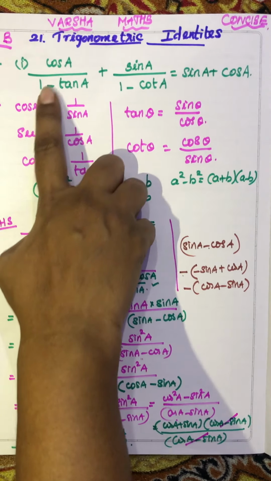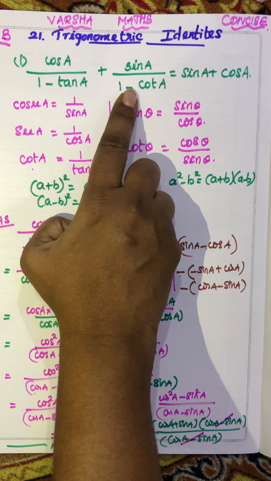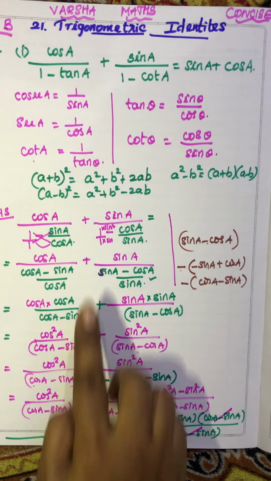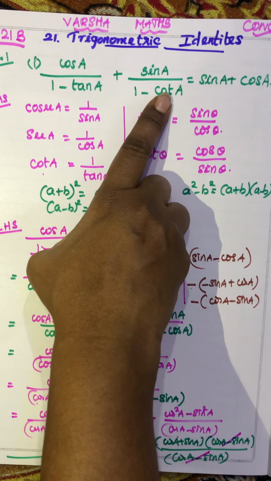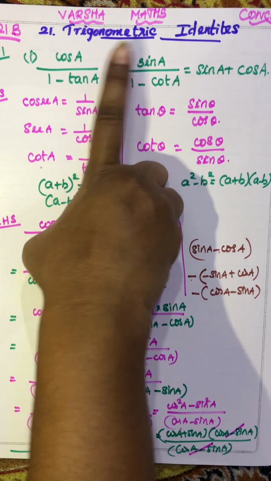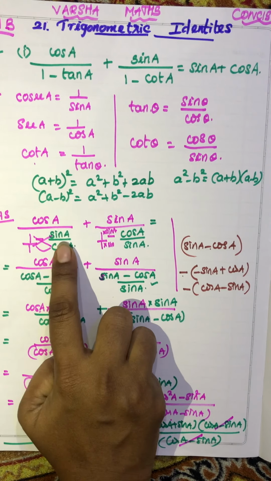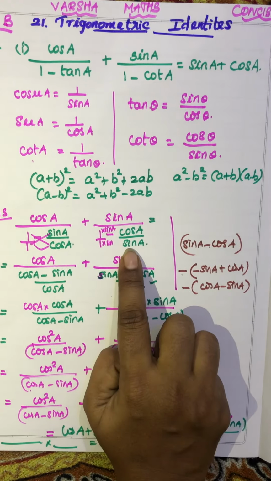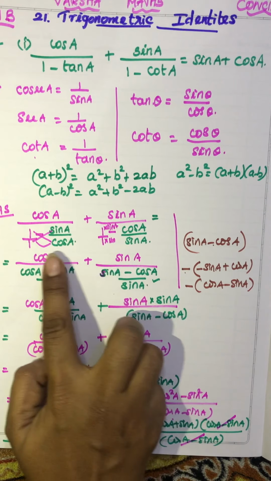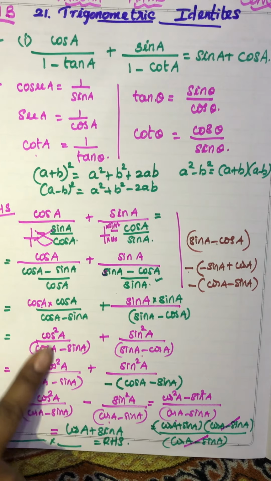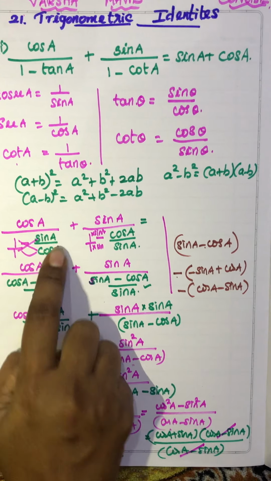Okay, so 1 by cos A minus 1 by ... tan A plus sin A by 1 minus cot A. We are going to change only tan and cot, because cos and sin are already there. For tan, you have to write sin by cos. For cot, you have to write cos by sin. Keep the numerator as it is. In all the steps, the numerator is a silent one. We are doing all the process in the denominator.